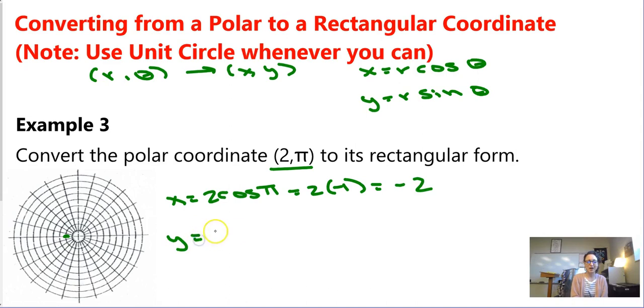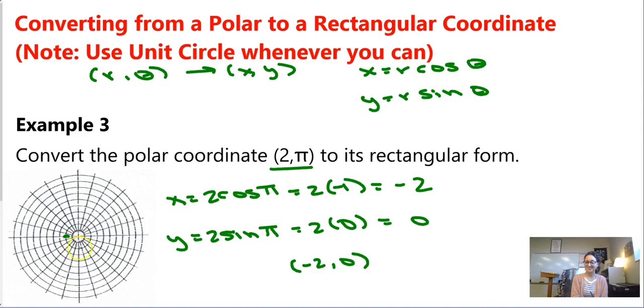Let's do the same thing for y. I've got y equals 2 sine of theta, which is pi. And what is sine of pi? Sine of pi is 0. So for y, I'm getting 2 times 0, which is 0. So my rectangular coordinate is -2, 0.